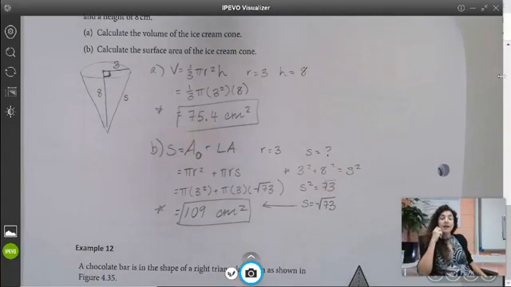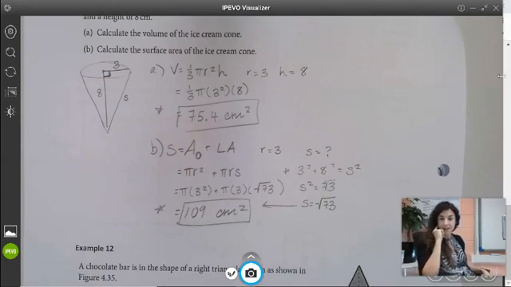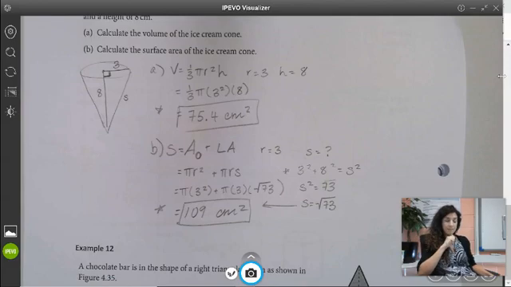Making sure that you plugged in pi using the exact pi button on your calculator. Also making sure that you did the square root of 73 instead of an approximation of it. Making sure that you multiplied accordingly, added accordingly, are all very good things to check if you realize that you didn't get the right answer here.